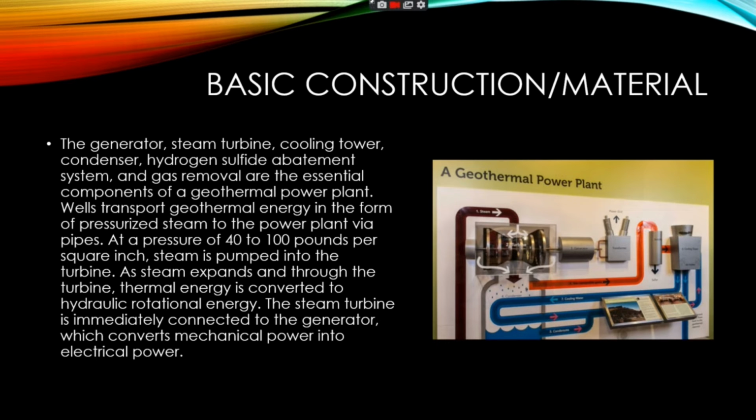At a pressure of 40 to 100 pounds per square inch, steam is pumped into the turbine. As steam expands through the turbine, thermal energy is converted to rotational energy. The steam turbine is directly connected to the generator, which converts mechanical power into electrical power.